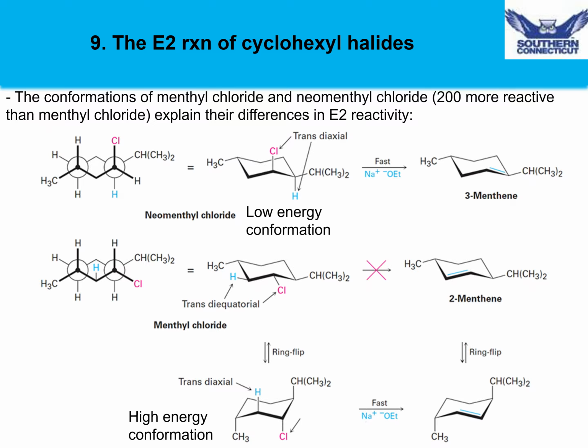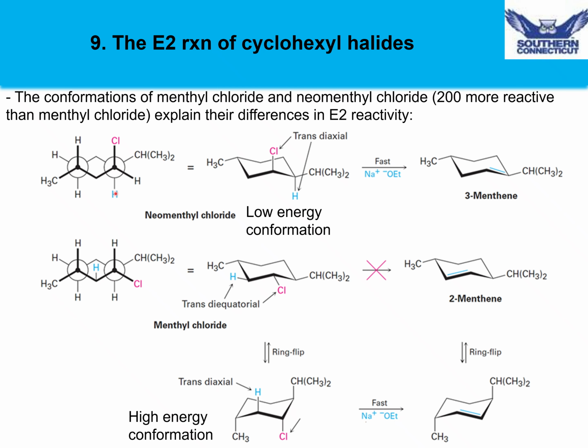Here we have two compounds that show the importance of having trans-diaxial groups that are going to participate in the E2 reaction. First we have neomenthyl chloride. It's this molecule here. Here's the Newman projection. Here's the chair conformation. They're the same thing. We have a chlorine that is axial, and on the back carbon, the adjacent carbon, we have a hydrogen that is also axial.